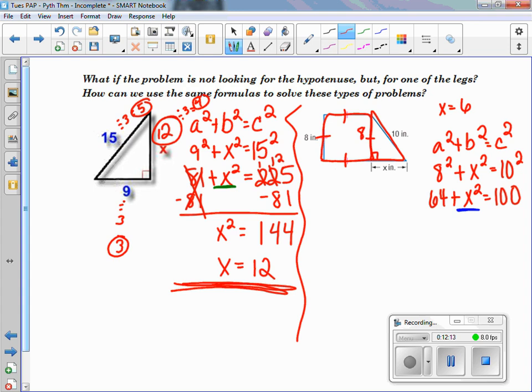So I need to get rid of positive 64 by subtracting 64. This is gone. My x squared is now by itself. And 100 minus 64 is 36. So what number times itself gives me 36? That would be positive 6. My answer is x equals 6 inches.